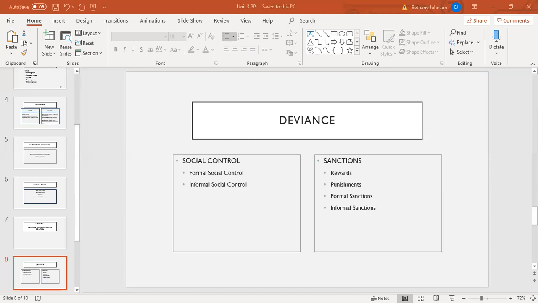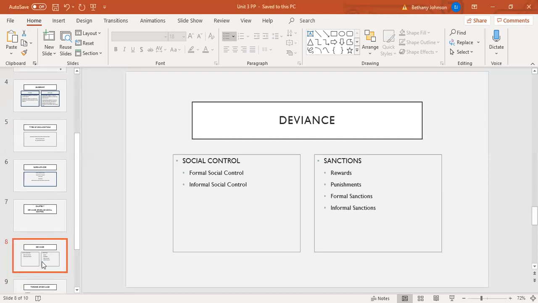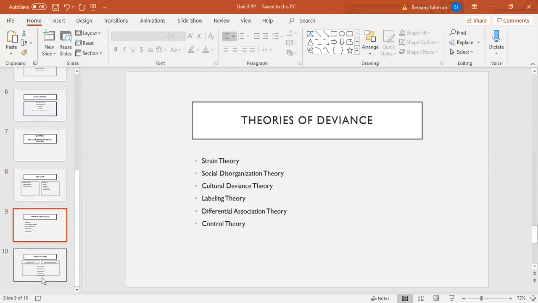So when we look at deviance, let's look at the theories behind deviance, or why some sociologists think that deviant behavior occurs. So we're going to look at these, and if there is a sociologist that is attached to a certain theory or idea, make certain that you can name them and say which theory they're with. Okay, so let's look at Robert Merton's strain theory.